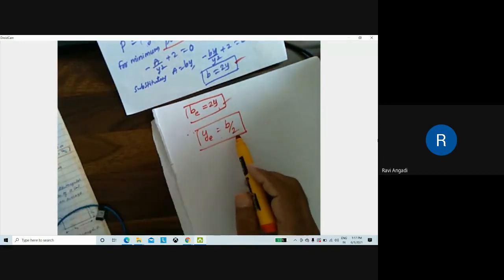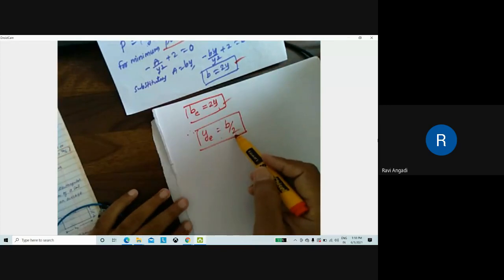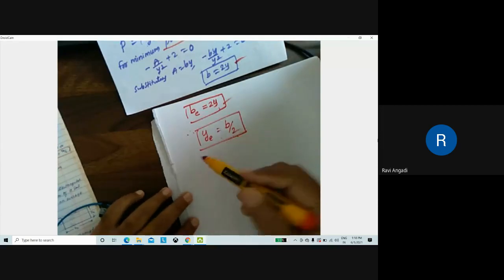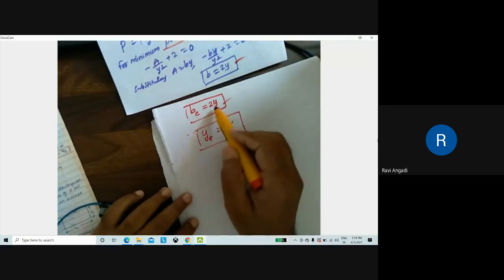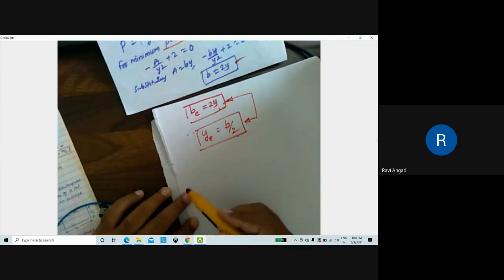Now, therefore, for an efficient rectangular channel section, the flow depth should be half the bottom width, or the bottom width should be twice the depth of flow. These are the two conditions for the most economical rectangular channel section.